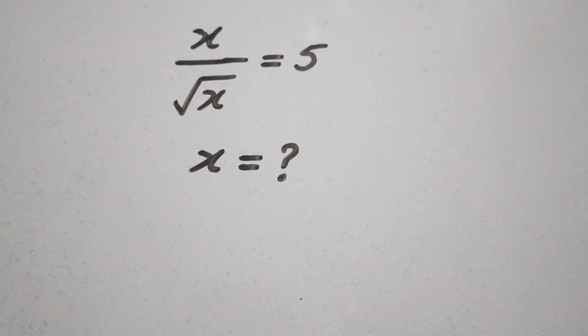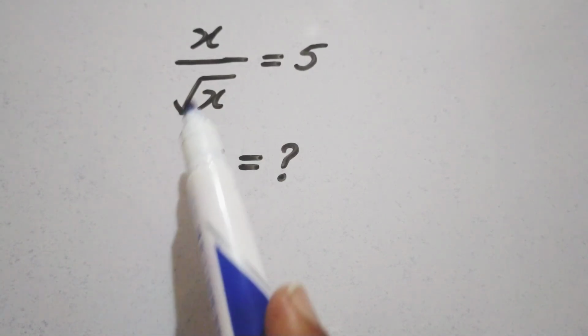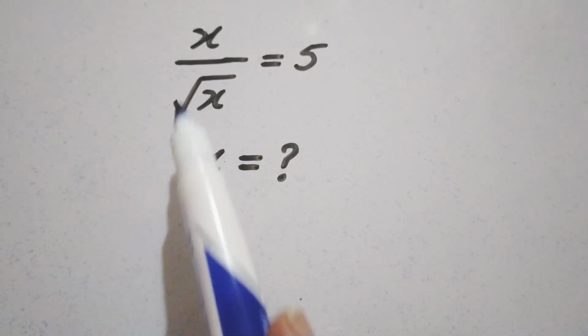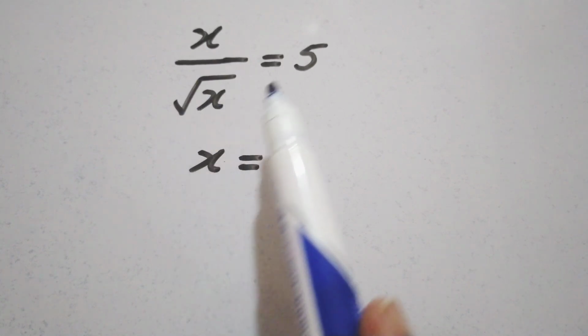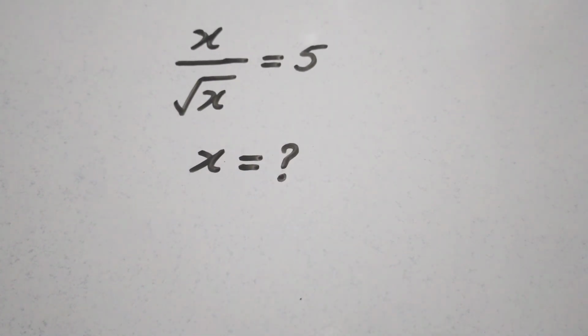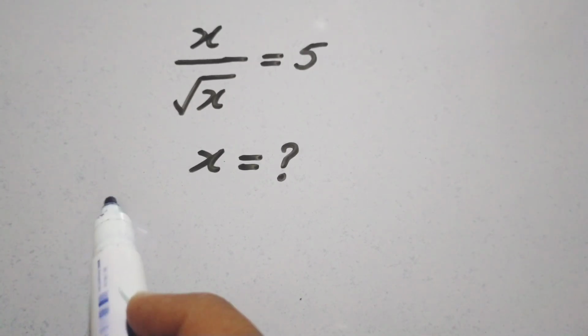Hello everyone, how to solve this interesting problem for the value of x. x divided by square root of x is equal to 5. We will solve this problem with two methods. So let's start with method 1.